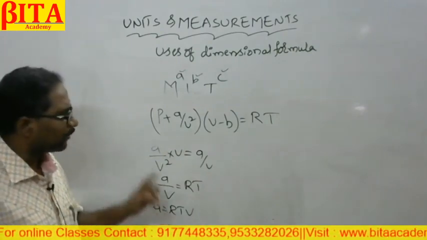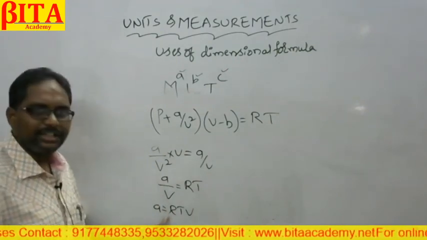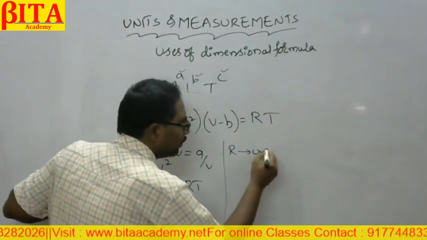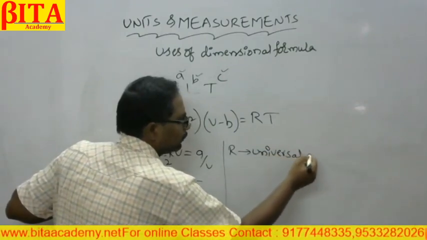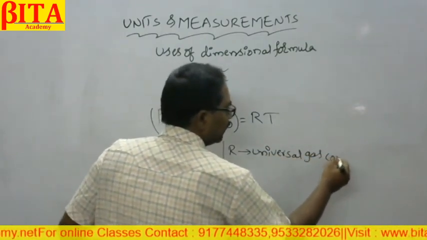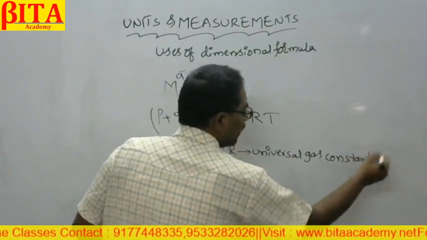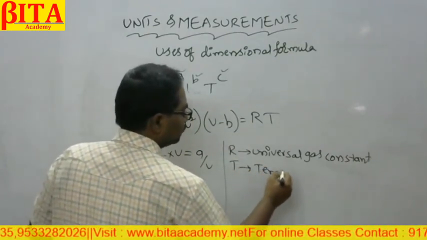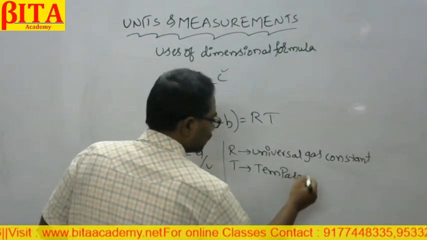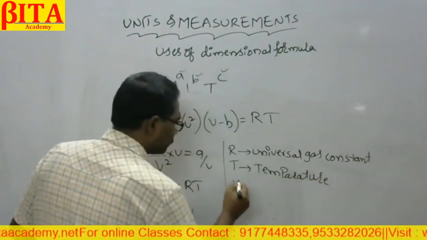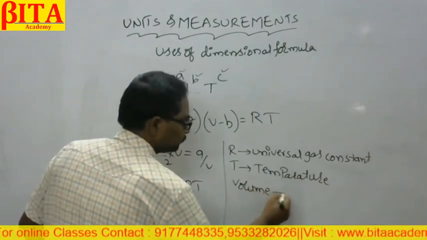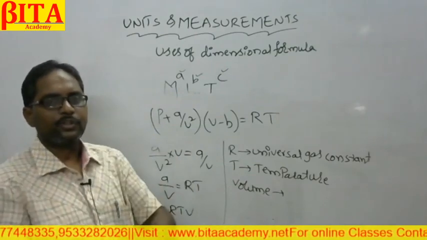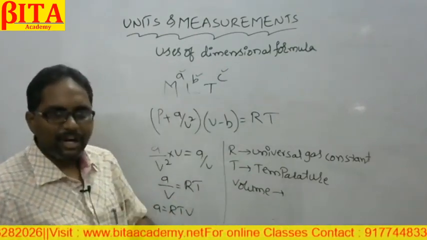In order to find the dimensional formula of A, let me write the terms in this equation. R is nothing but the universal gas constant. What is T? Temperature. Next, what is V? Volume. Now let us write down the dimensional formulas of all these, and after that substitute them and find the dimensional formula of A. That's it.